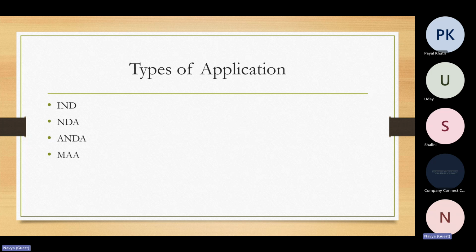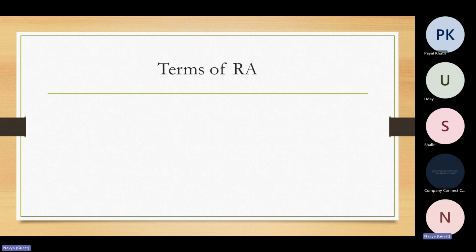And IND, NDA, ANDA are mostly applicable for the US, and MAA, that is the first marketing authorization application, is for Europe. Okay, so all these are for new submissions except your ANDA. ANDA is for your generic product. IND and NDA are for new molecules. ANDA is for generic products, and MAA is the first application filed for the European Union. Okay, so these are different types of applications.